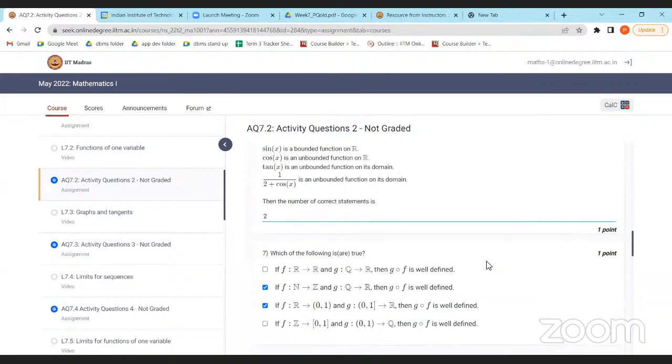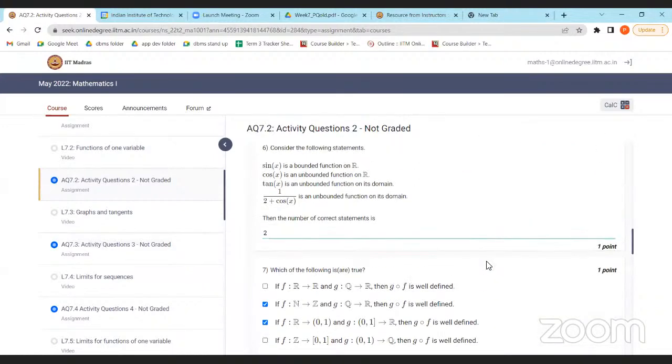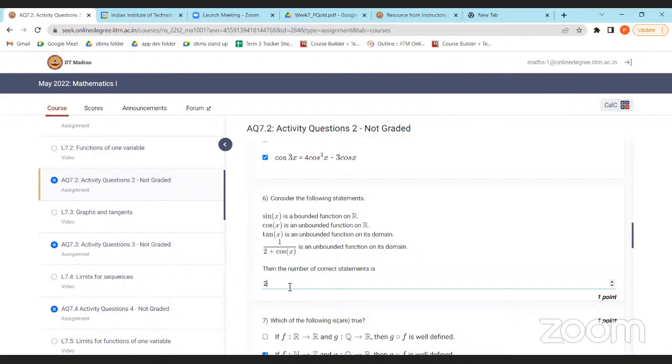Activity 2, question number 6. This is about bounded and unbounded functions, right? Is sin x a bounded function or not? If I draw the graph, it is not bounded. Unbounded. Sir, I have chosen option number 4.